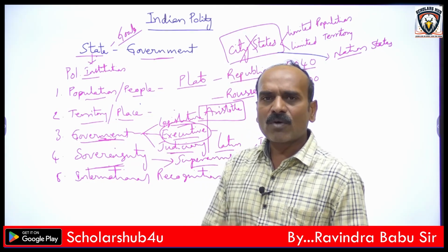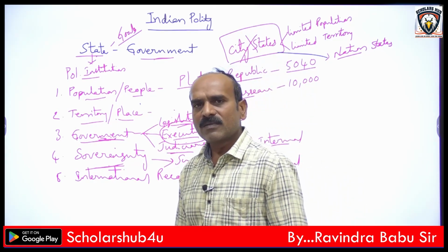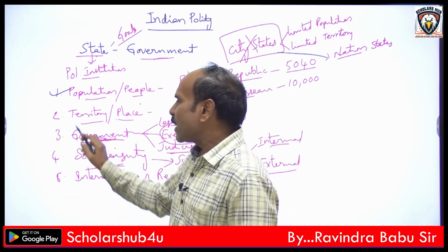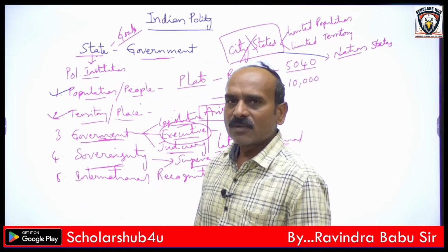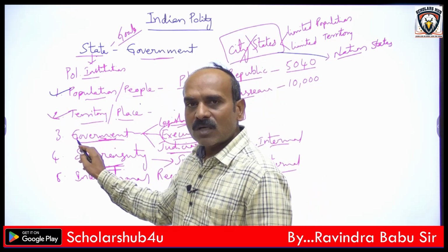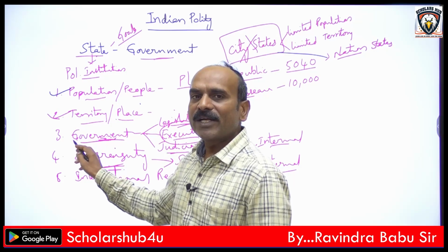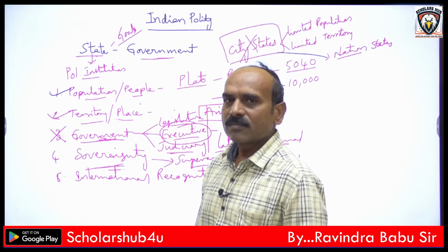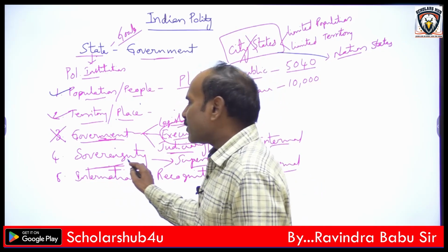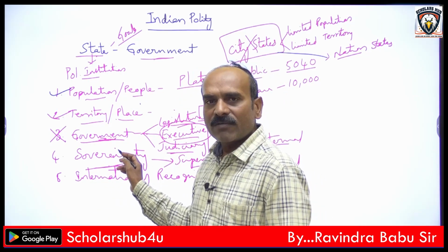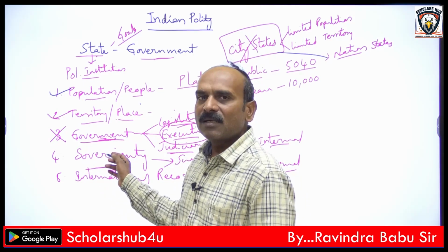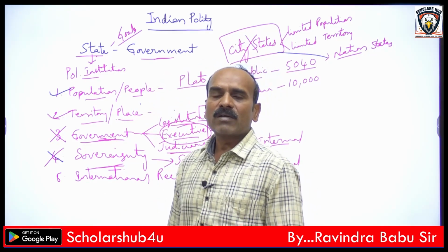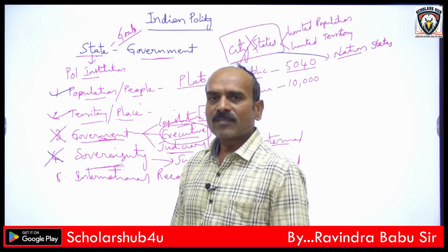For example, before 1947, if you observe, in India we had the population and we had a fixed territory. We had the government, but not our government. It was a British government. So the third element was lacking. Then the sovereign power was not in our hands. It was in British hands. So this fourth element was also not available before 1947.